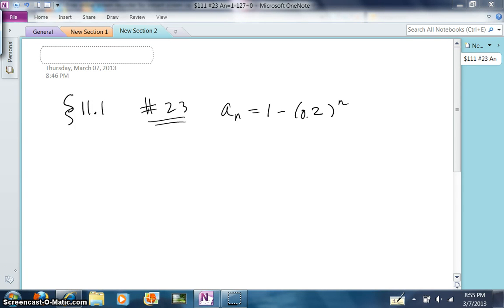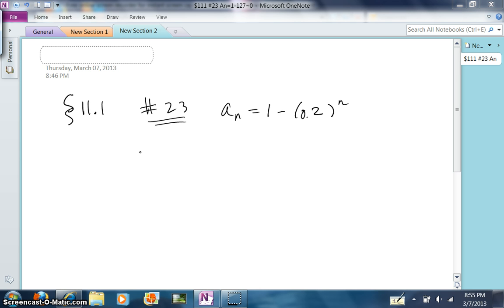Alright, I'm going to do a bunch of problems from section 11.1, starting with number 23. So in this section, in 23 through 56, this is the main thing you need to learn: when you have a sequence, you're just asked to take the limit and find out whether it converges or diverges, in the same way that you were asked to take limits in Math 2A.